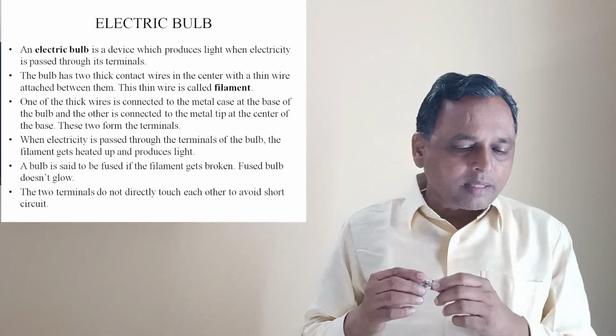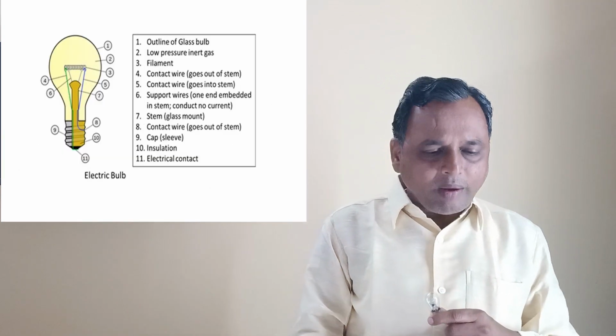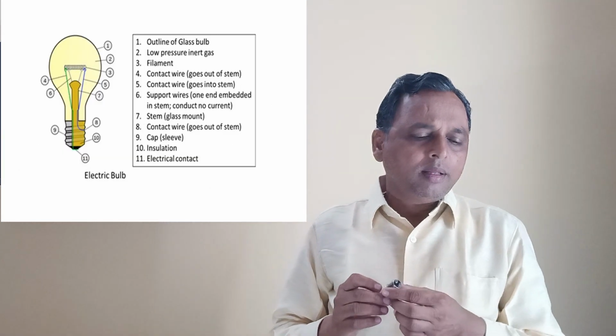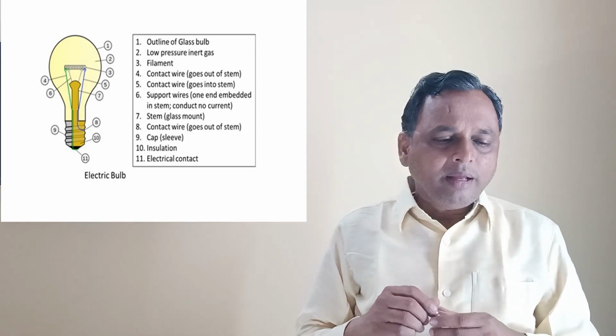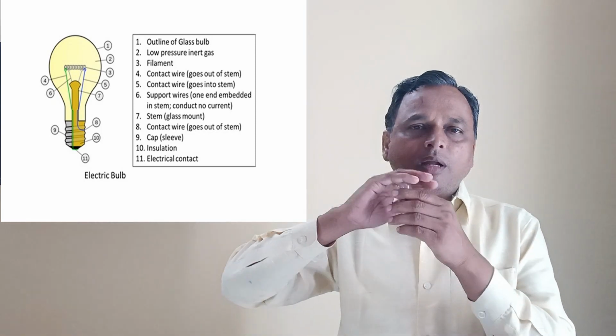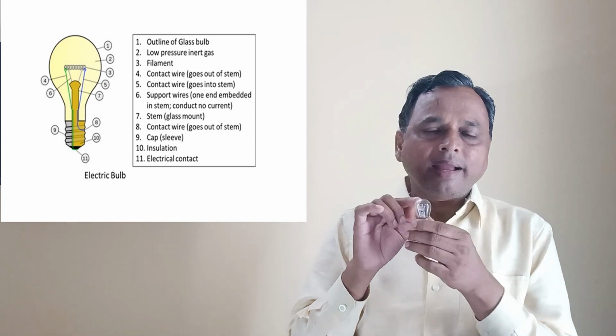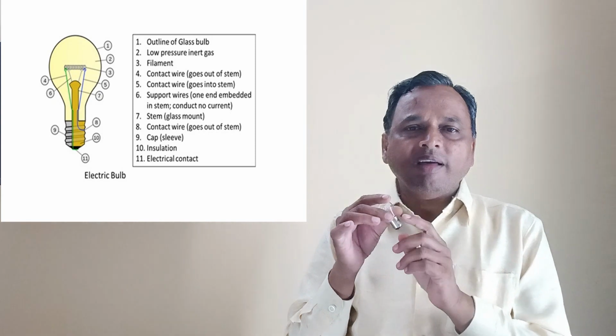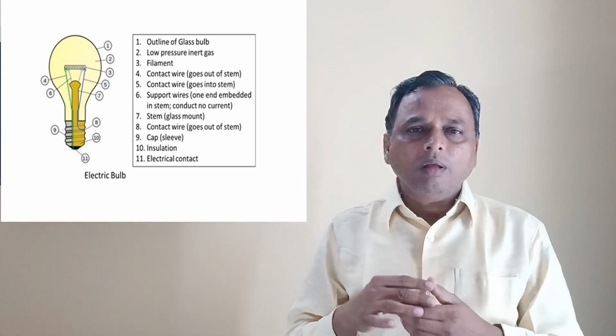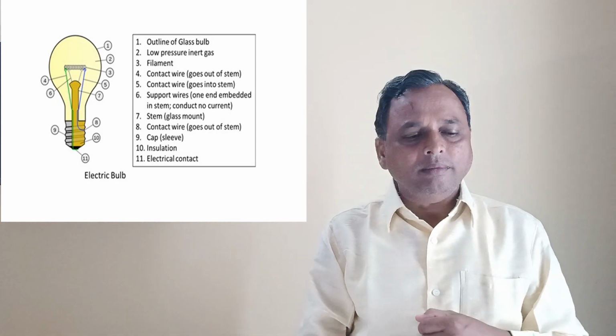Okay, that is the bulb, and it has various parts, as explained with the diagram in the slide. Which part? The outer cover of glass, the filament inside, the stem part, and where to give positive and negative. All these are explained in the slide.